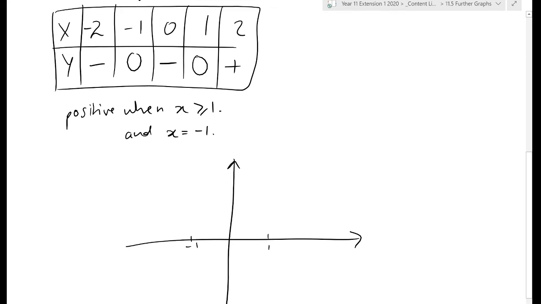Geez, I can't seem to draw this one. And then when it is greater than 1, it's positive, so it's actually going to shoot up like that. Okay, so when is this function equal to 0 or greater than 0? Well, it's equal to 0 at this point here, and this point here, and it's greater than 0 at this point here. Okay, so those are all the values that make this inequality true.